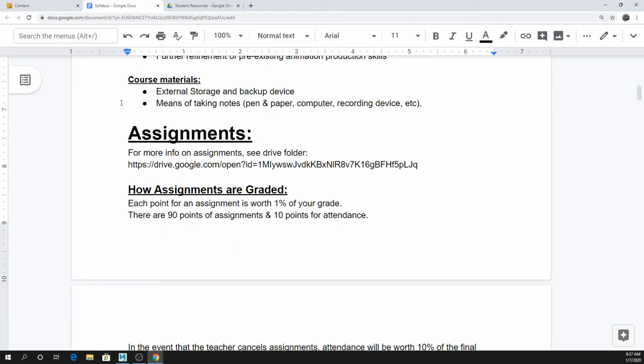Anyway, apart from that, I still highly recommend some kind of external storage device, be that the OneDrive that apparently has like 10 terabytes of space now, which is nuts. And feel free to take notes however you want: pen and paper, computer, doesn't really matter to me. Like I said, I record the lectures. If you want to record the lectures yourselves, you're welcome to do that, should you so choose.